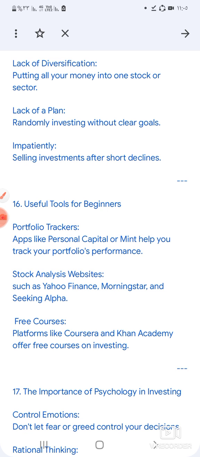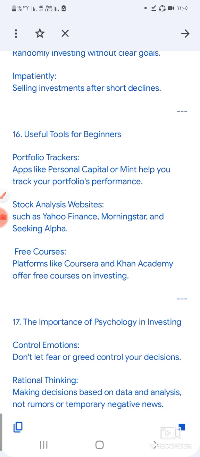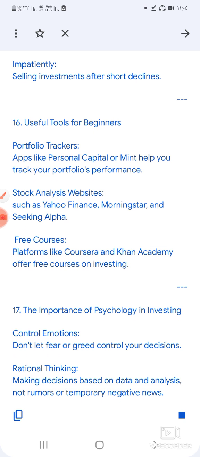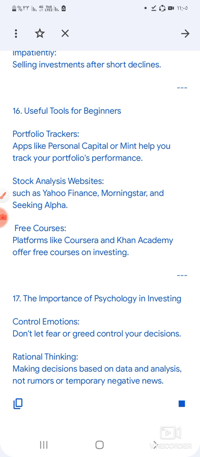16. Useful tools for beginners. Portfolio trackers. Apps like Personal Capital or Mint help you track your portfolio's performance. Stock analysis websites, such as Yahoo Finance, Morningstar, and Seeking Alpha. Free courses. Platforms like Coursera and Khan Academy offer free courses on investing.